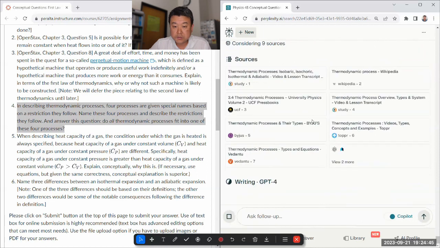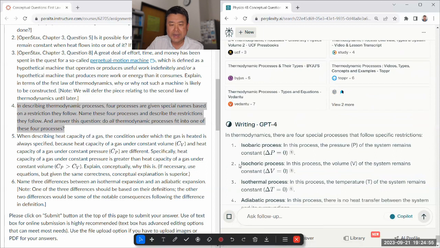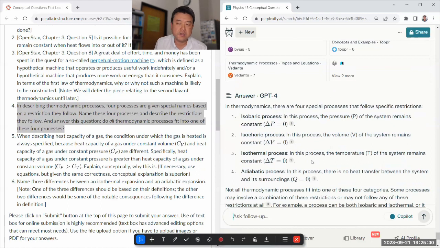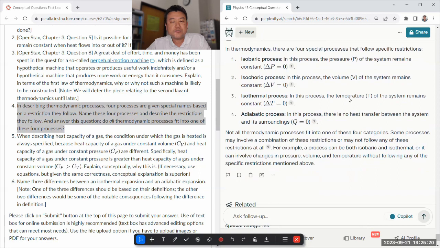All right, this question, let's see if it gets all four processes. Let's see if it gets all the names correctly. I really hate the name isovolumetric. You'll never hear me use it. Isochoric is the proper way to name it, because iso is a Greek prefix. You should use it with Greek roots, like choros, I think, meaning space. And volume is a Latin origin word. So isovolumetric is a really ugly word that mixes Greek and Latin roots.